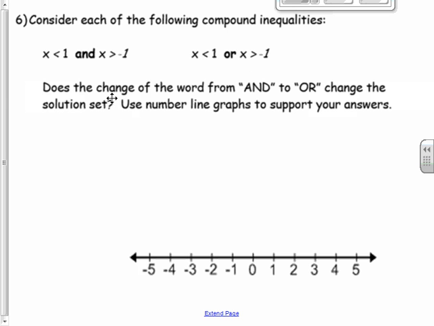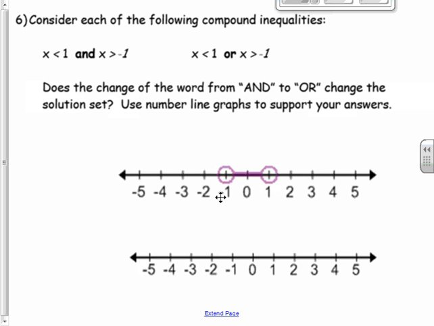And then we're asked, does that change, starting with the word and changing it to the word or, how does that change alter the solution set? And we're asked to use number line graphs to support our answers. So the first compound inequality here, if we graphed it, would look like this. This would show that x is greater than -1. We would have an open circle, not including -1, and we would shade to the right.